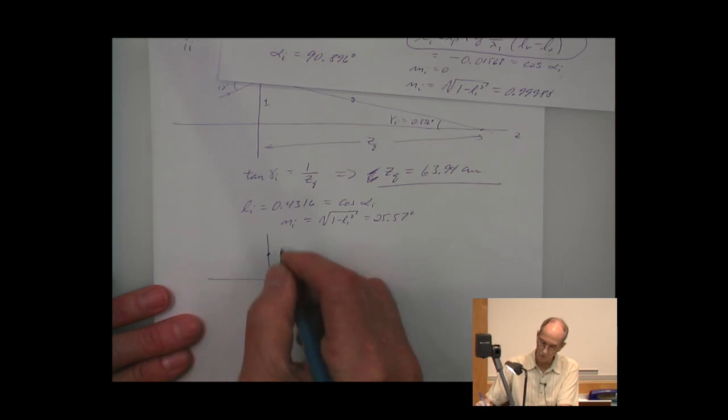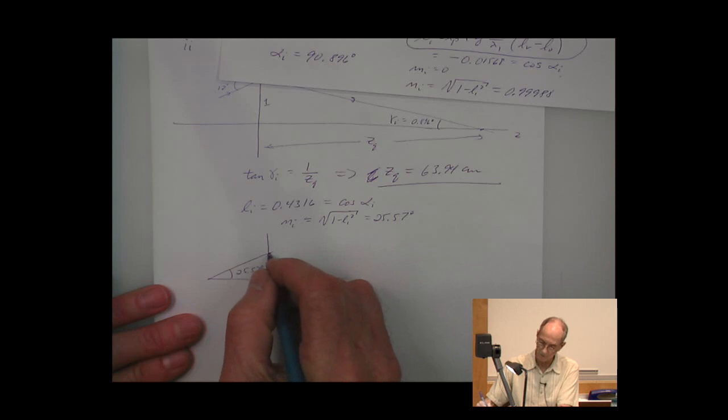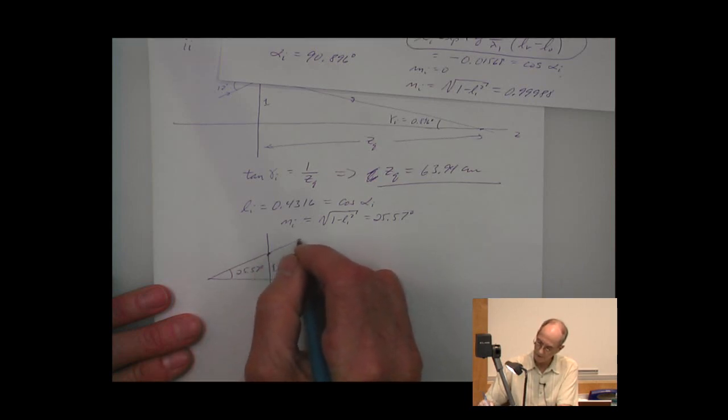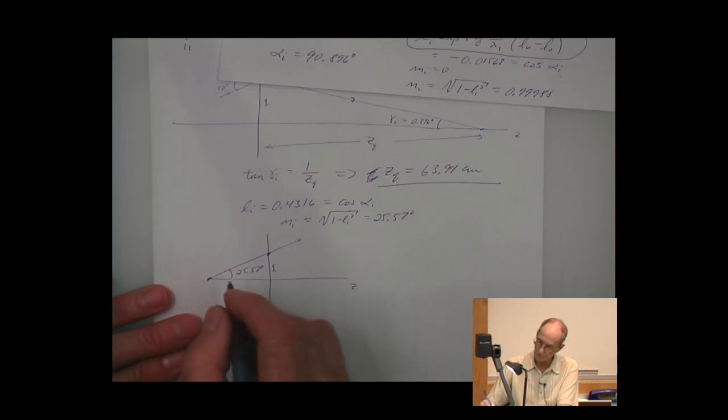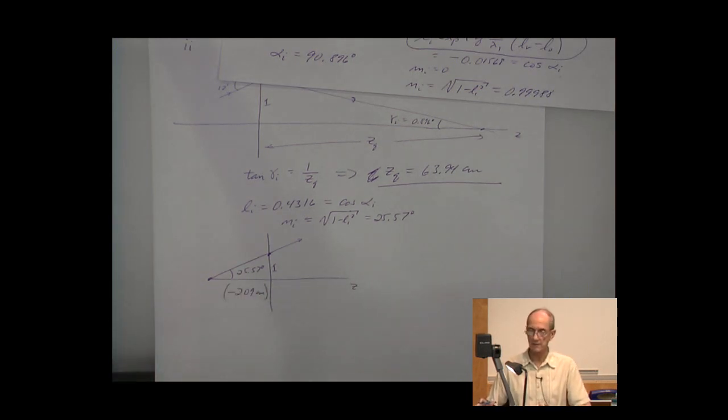So in that case, you would have something quite different here. So here again is 1. We would have a gamma of 25.57 degrees, okay, out here. So the intercept in that case would be in the negative space, and it would be minus 2.09 centimeters. So again, these don't correspond to the image distances. They just correspond to the positions where you have the intercept of that ray with the z-axis.